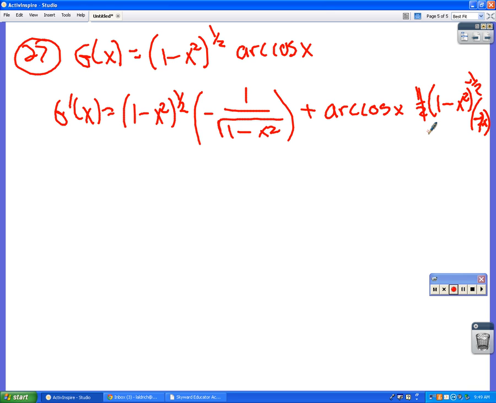No, it's not. This and this cancel also. So final answer: negative x times 1 minus x squared to the negative 1/2, arc cosine of x minus... Where's the 1 negative x? Because it was negative 2x when I did the chain rule, and the 1/2 canceled.